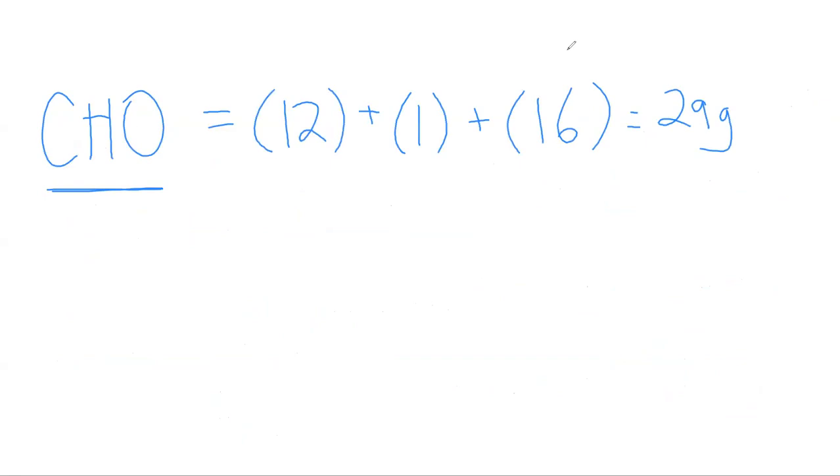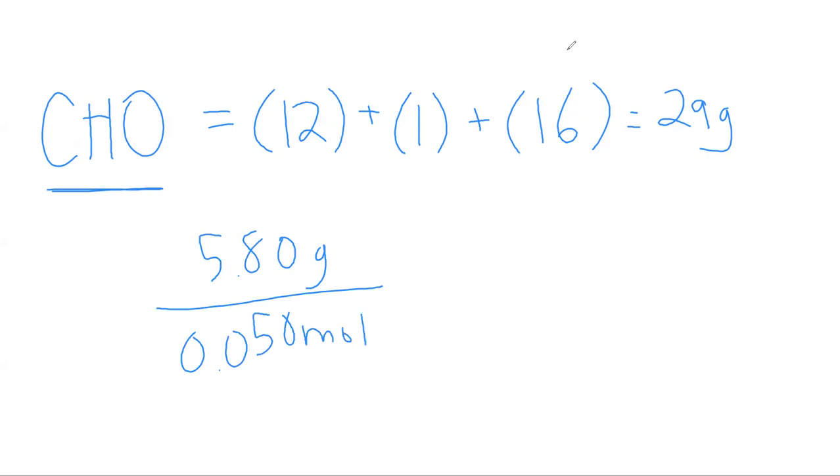However, we're told in our problem that 5.80 grams is equivalent to 0.050 moles of our compound. So let's divide this to find what the molar mass is. The molar mass is how many grams per mole we're going to have for this compound. So we're going to do 5.8 divided by 0.050, and that gives us about 116 grams per mole of our molecular formula.